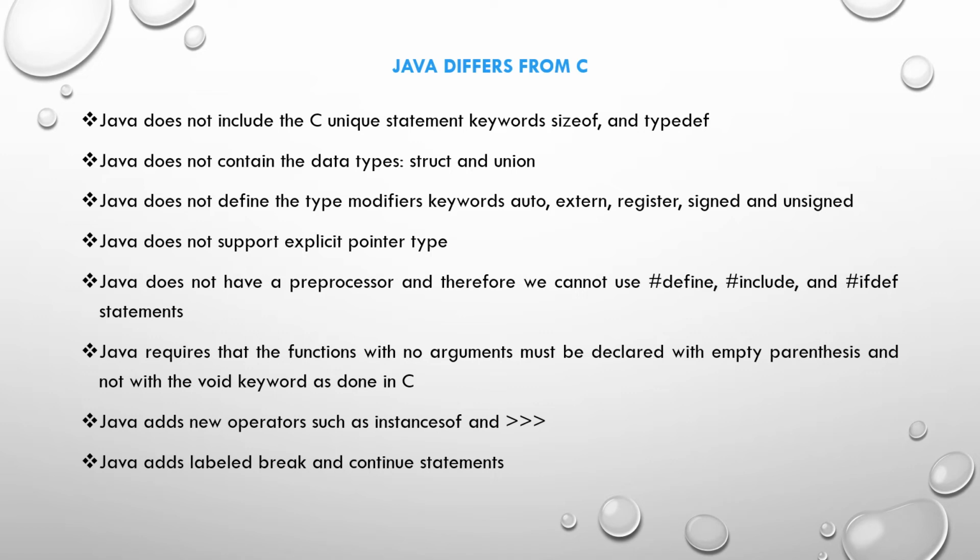The next difference is that Java adds new operators like these two operators, instanceof and that one, but C programming does not add any new operators like these two. The last difference is Java adds the labeled break and also continue statement, but C programming uses only a break and also the continue statement. So these are some of the points regarding how Java is different from the C programming language.